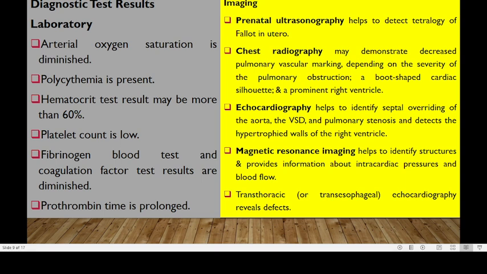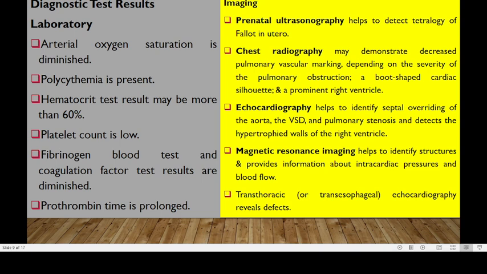So what are some of the tests that we can do? Starting with laboratory, we could do arterial oxygen saturation, and you find that it will be diminished. The patient could also present with polycythemia, and we could find that the hematocrit may be more than 60, and the platelet count could be low. Fibrinogen and coagulation factors are diminished, while the prothrombin time will be prolonged.